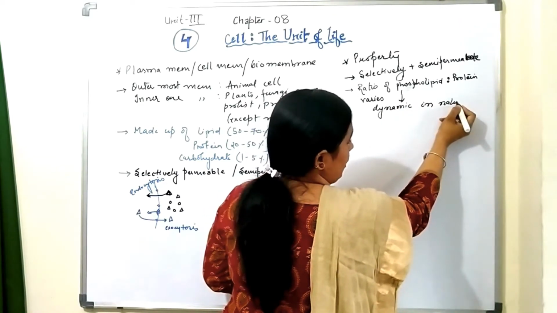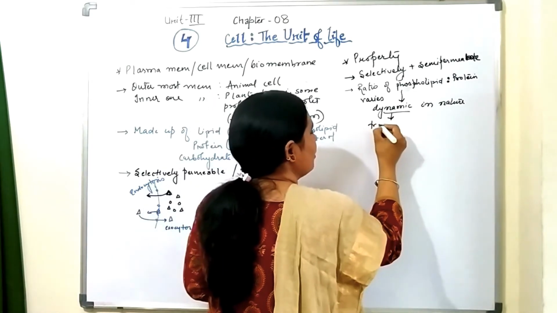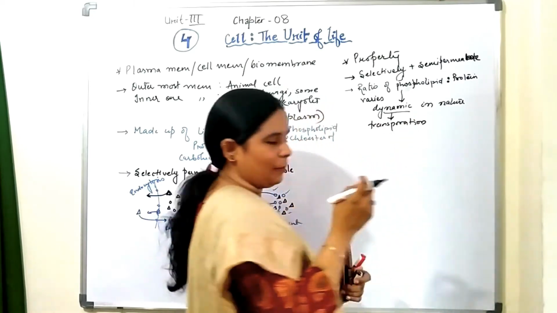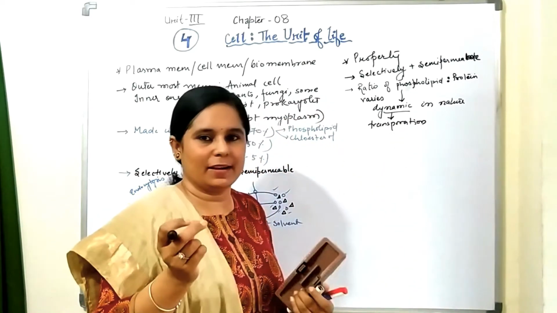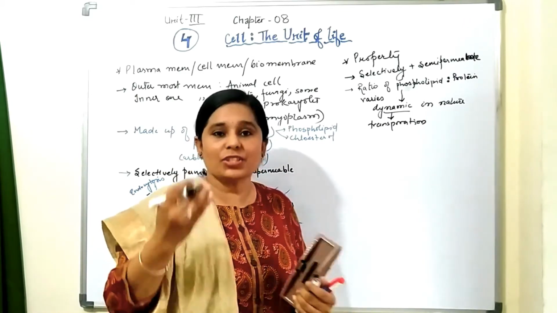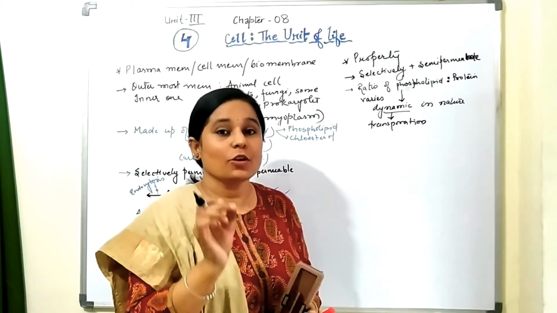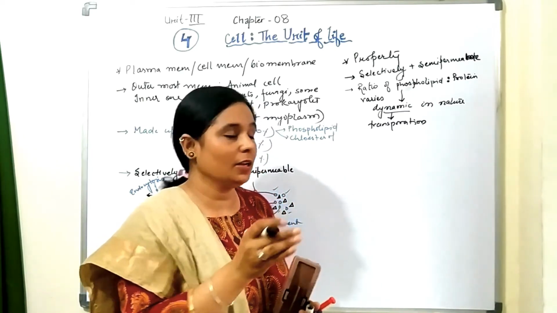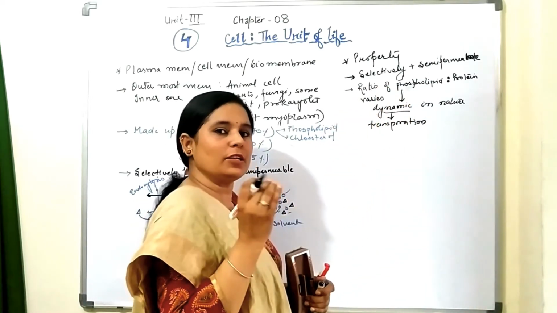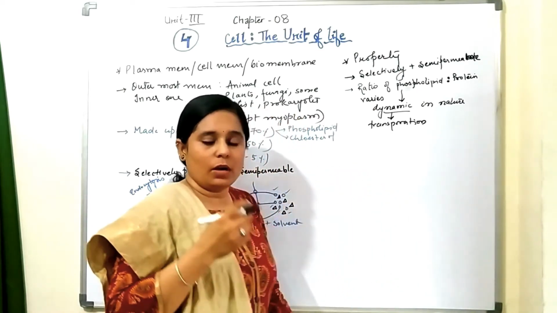It is changing and this change is very required for the transportation. If the molecules in the membrane do not move, the membrane will not be semi-permeable, it will be rigid. If the membrane is rigid, then in that case transportation is very difficult. So for the transportation, this ratio of phospholipid and protein should vary. And this is an important feature of every cell.